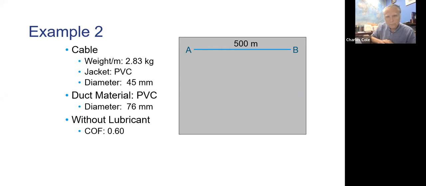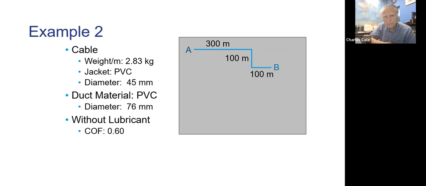Okay, so we change the configuration. If you can click. So here we're introducing two 90-degree bends. The total distance of the run is approximately the same, 500 meters, just like the straight. Same cable, same duct material, but we're still not using lubricant, so our coefficient of friction in this situation is still going to be 0.60.